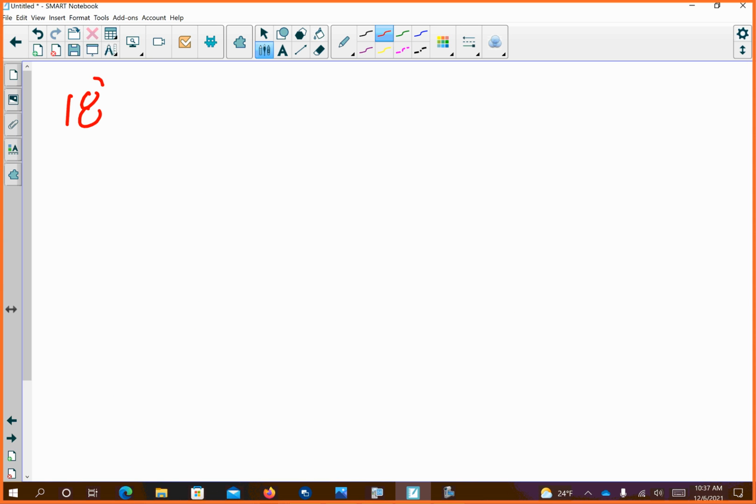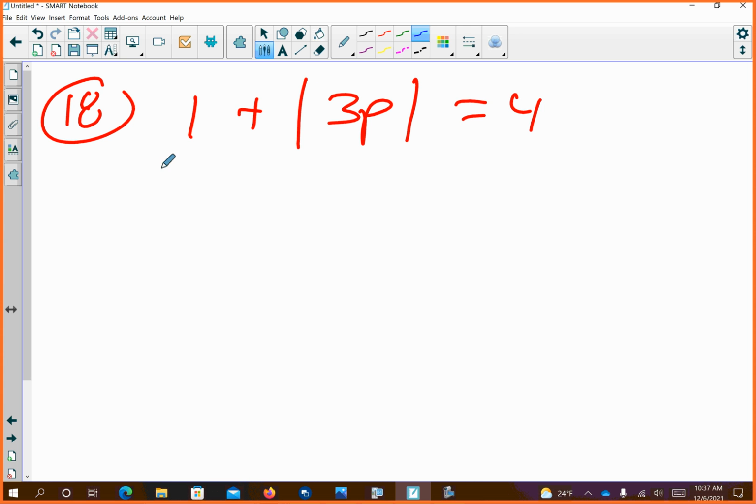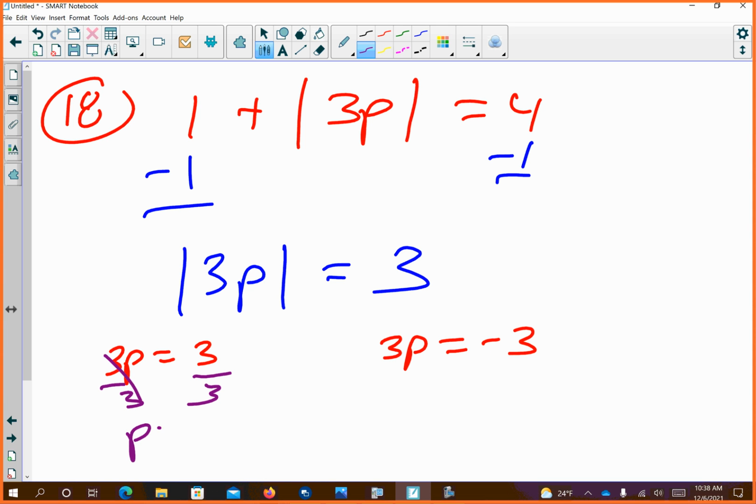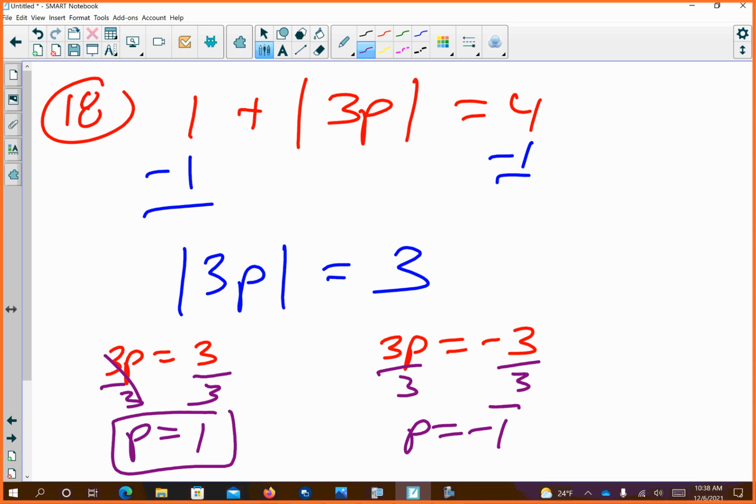Then problem number 18. You have 1 plus 3p equals that. So before I break it into 2 problems, you want to get the absolute value sign alone. Is that okay so far? Then I'm going to rewrite it. I have 3p equals 3 and 3p equals negative 3. Divide by 3, divide by 3. p equals 1, and divide by 3, p equals negative 1. There's those 2 answers, which looks like answer C.